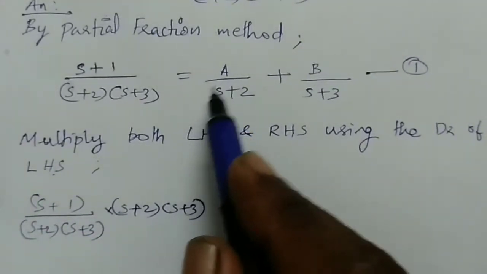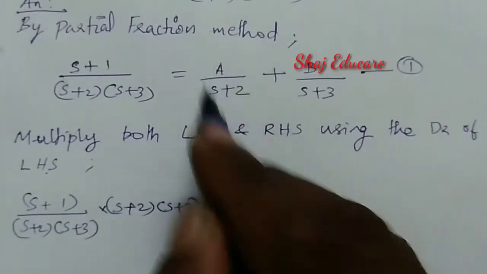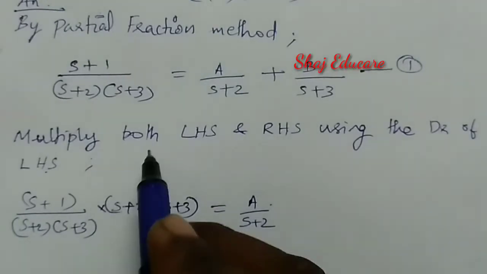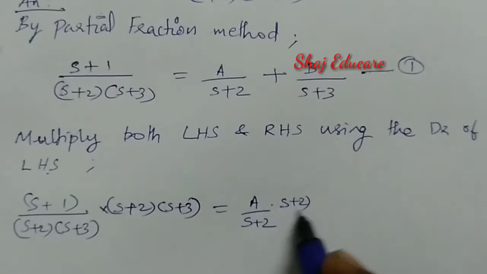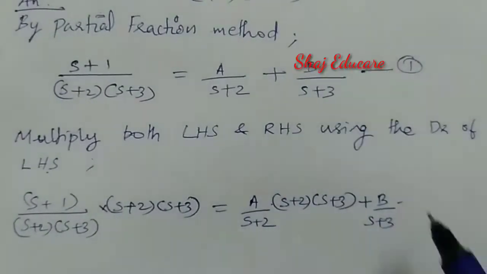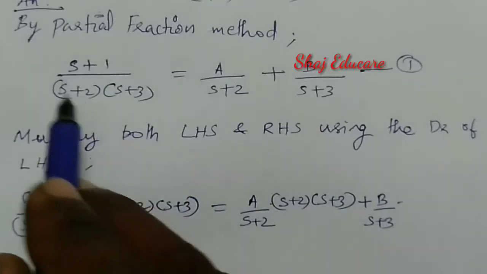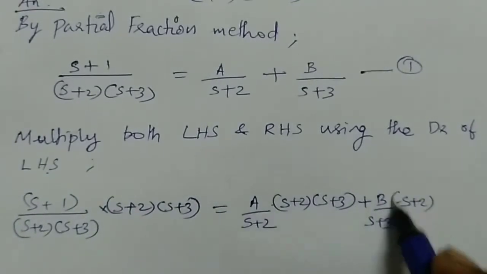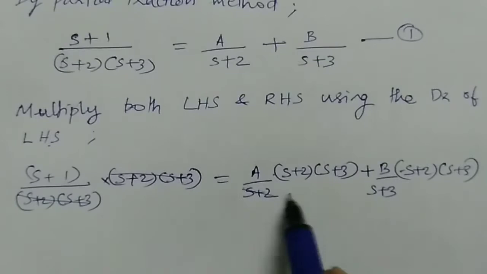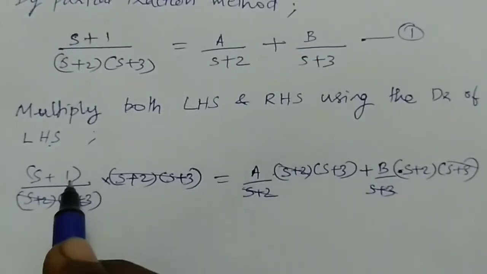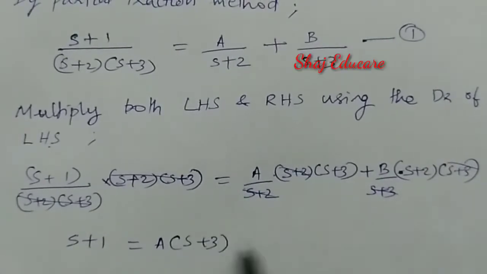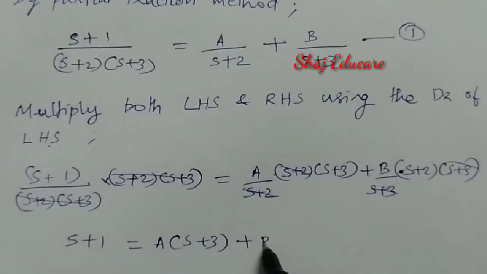Similarly, let us multiply the entire RHS also. First of all, let us multiply the first term of the right hand side. A divided by s+2 is the first term. Then multiply with the denominator of LHS, that is (s+2)(s+3). Then plus B divided by s+3, the second term, again multiplied with the denominator of LHS, (s+2)(s+3). Now let us cancel some terms on the left hand side as well as the right hand side. The remaining term on the left is s+1, and it is equal to A into (s+3) plus B into (s+2).